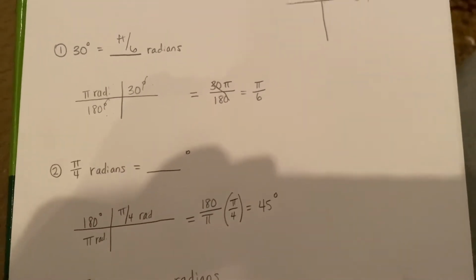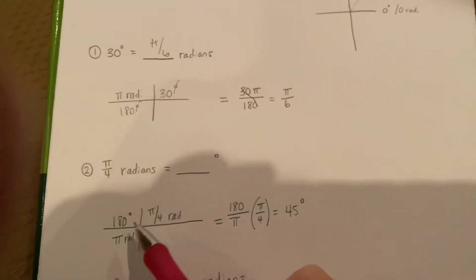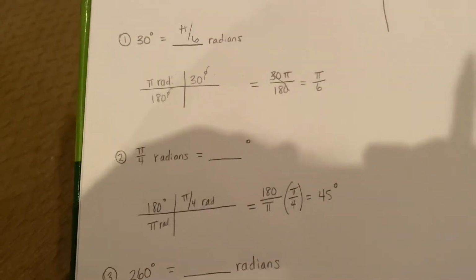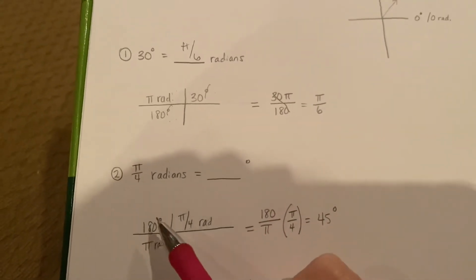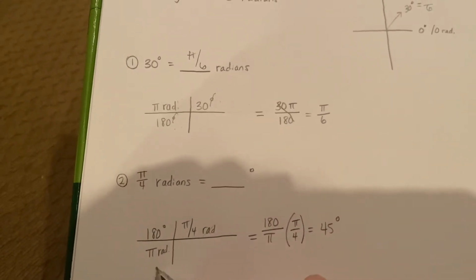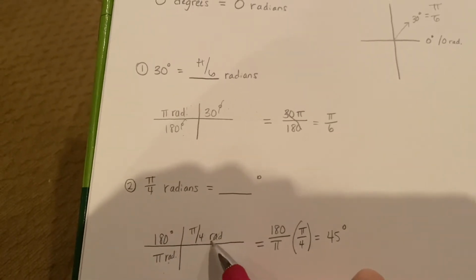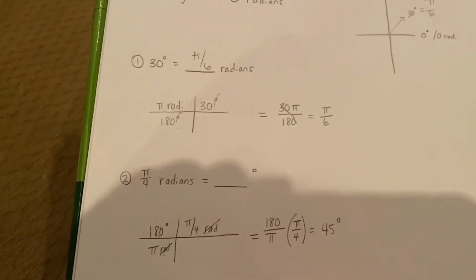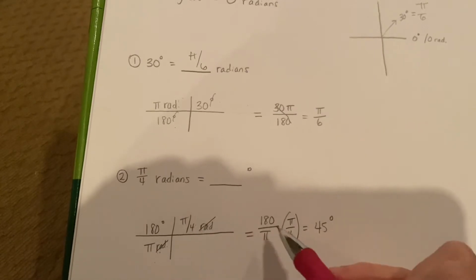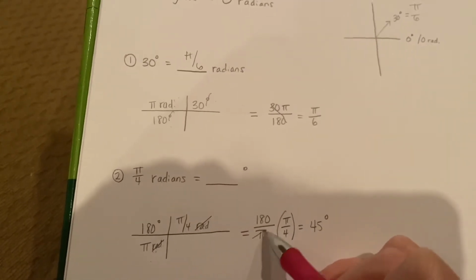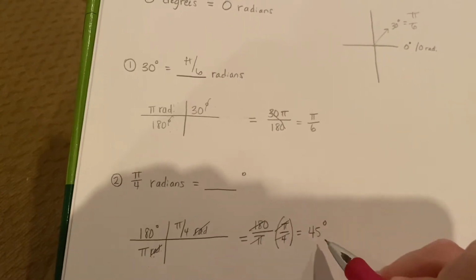Now, what if they give you radians and you want to get back to degrees? Same thing. You draw a line and you start with where you're going to. I want to find degrees, so I start with 180 degrees is pi radians. What I write on bottom goes on top, so then I have pi over 4. Notice the radians cancel out, and you're left with 180 over pi times pi over 4. Pi's cancel, 180 divided by 4 is 45 degrees.